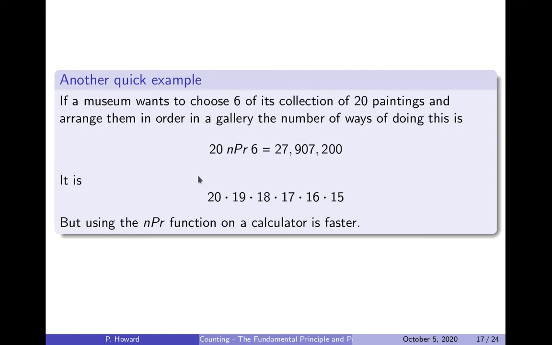It's true that you could get the answer by multiplying 20 by 19 by 18 by 17 by 16 by 15. We would be thinking of doing 6 things, one after the other. Choosing the first painting could be done in 20 ways. After the first painting is chosen, the second painting can be chosen in 19 ways, and so on. So we would be making 6 choices in succession. And you could do this on a calculator or by hand, I suppose. But I think using the nPr function is faster.